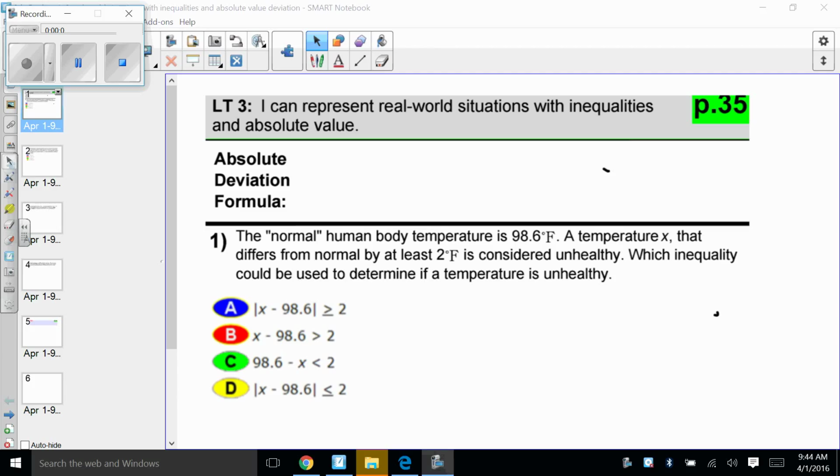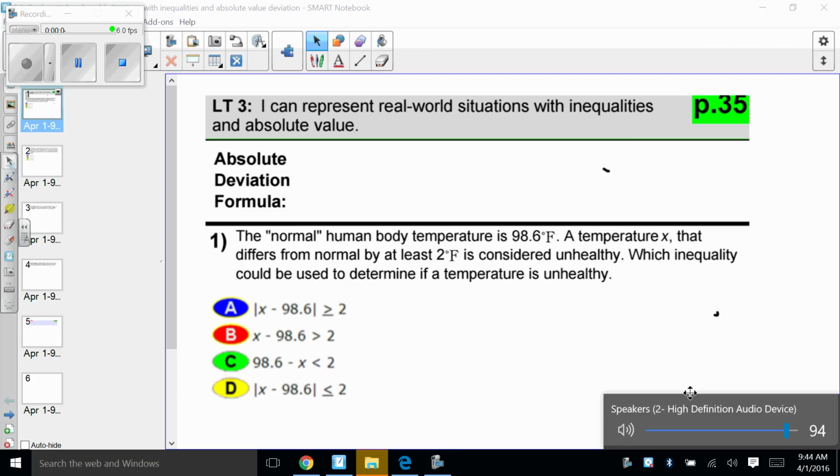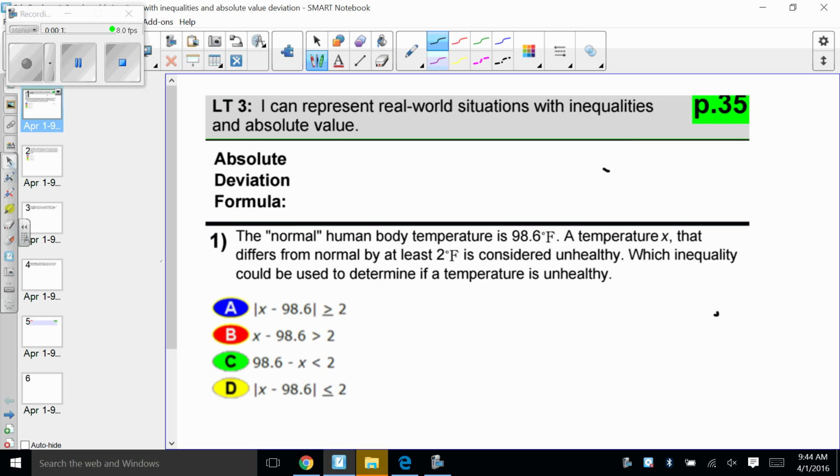Hey, eighth grade. So our learning target today is I can represent real world situations with inequalities and absolute value like we did yesterday. But we're going to talk about something called deviation, or things that are possible, or a range of values. Today it's a little bit different.